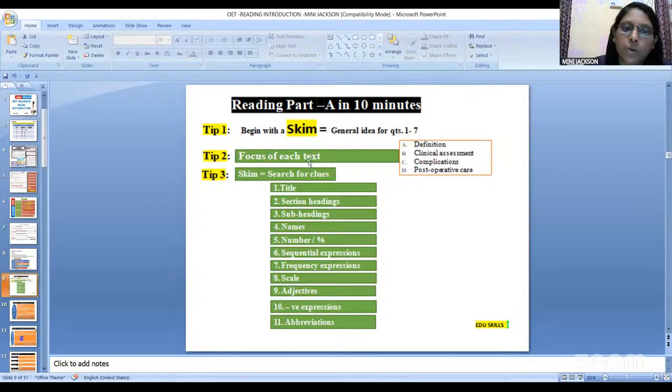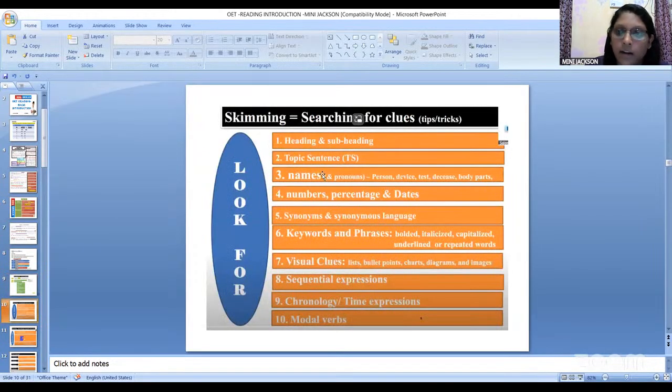Then focus on each text. We have to focus more. We are going to focus on each text, and then we'll go for the skim. What clues do we have to focus on? We need to focus on the title, section heading, subheading, names, numbers, person, sequential expression, frequency expression, scale, adjective, negative expression, abbreviations. Already, Father took the class related to skimming and scanning in detail.